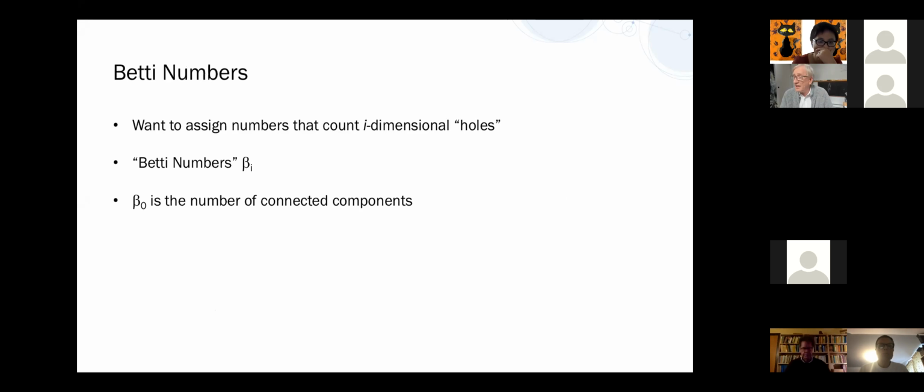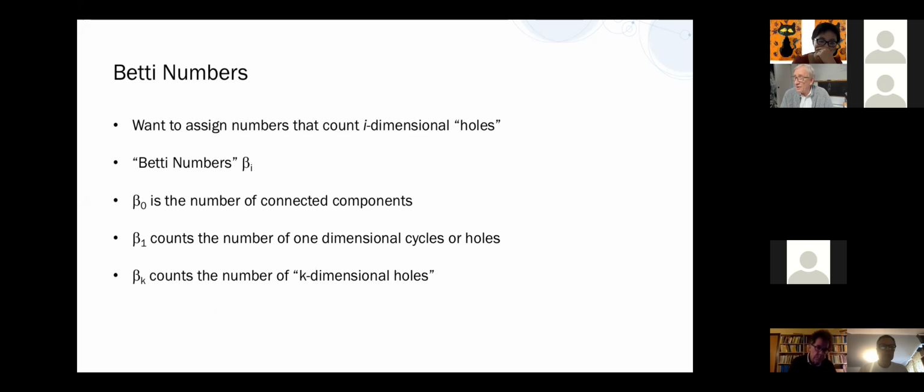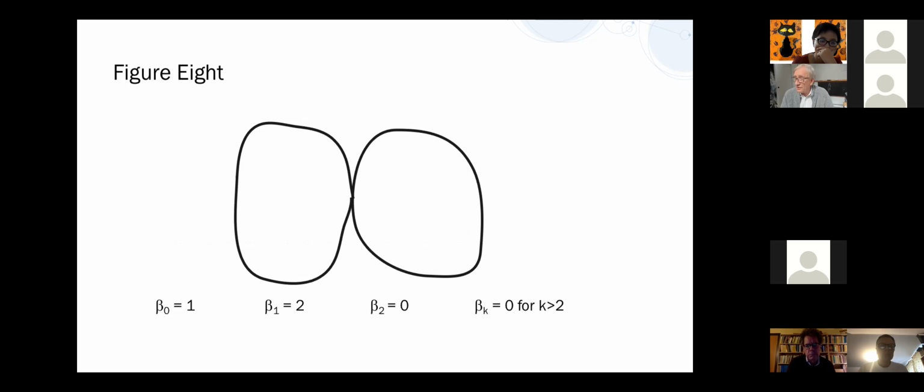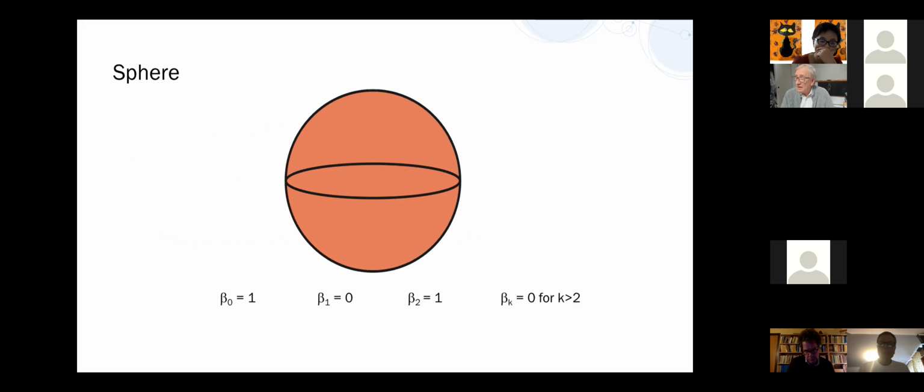These numbers are called Betti numbers. Betti naught is the number of connected components. Betti 1 counts the number of one-dimensional cycles and so forth. So for the figure 8 here, the zeroth Betti number is 1 because it's connected. The first one is 2 because there are 2 loops, and Betti 2 equals 0.